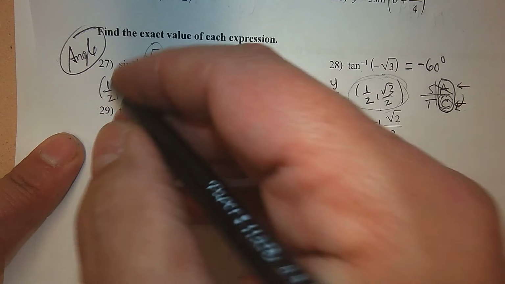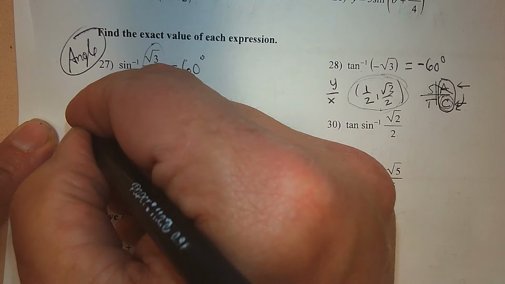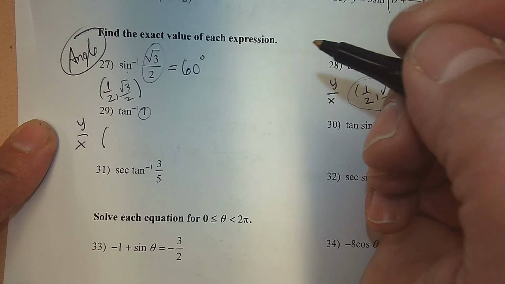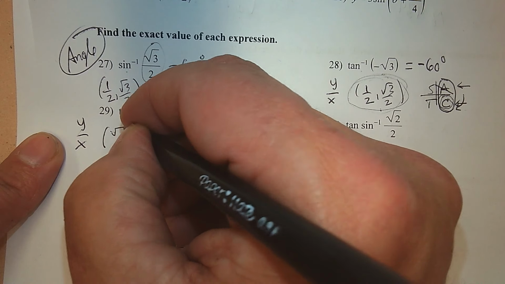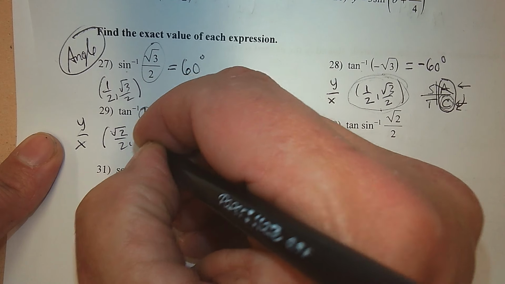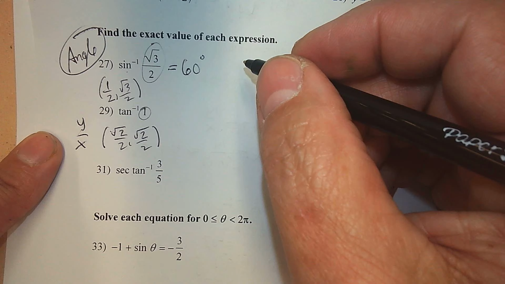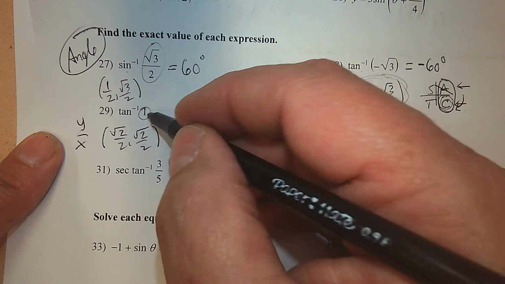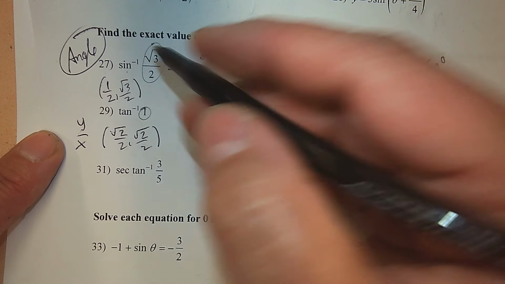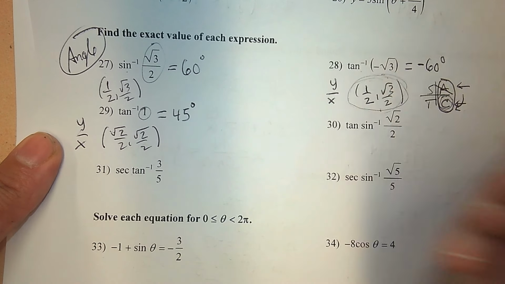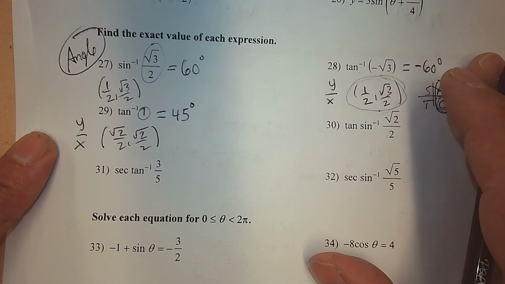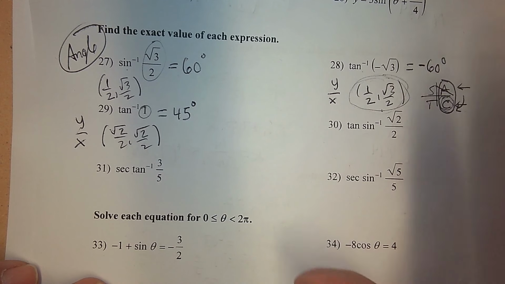So what point gives you the answer 1? So the definition of tangent is y divided by x. So what point on the circle gives you that answer? And it's root 2 over 2 and root 2 over 2. When you divide them, that gives you the answer 1. And it's a positive answer, so it's in quadrant 1. And what angle goes with that point? And the answer is 45. So all of these are finding the angle that goes with it.